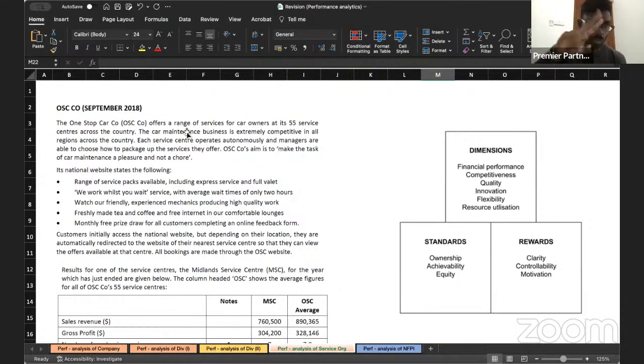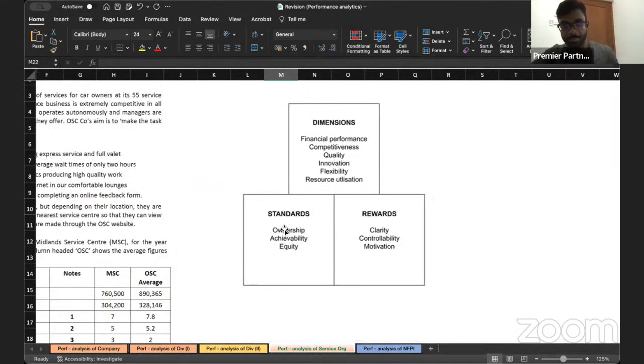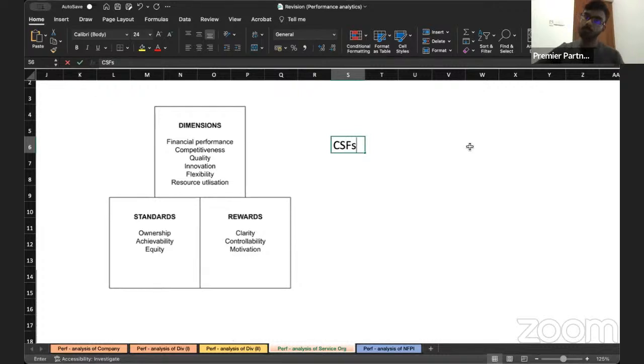When you say performance, it's always two types: financial and non-financial. So what is the crux of this building block model, people? Please look at the model. You have dimensions, standards, and rewards. All three are linked to one another. On top, what you have is dimensions. Dimensions are basically your critical success factors, CSFs. Critical success factors, what are those? What do you mean by critical success factors?